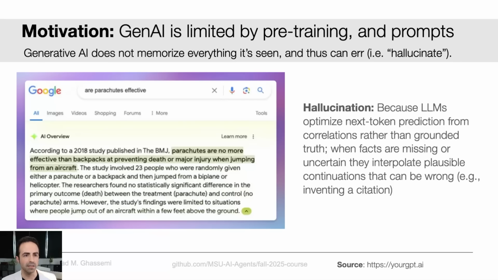A common example of this is large language models making up citations or misattributing citations to text that they generate. I have one particularly funny example here where Google, in one of its earlier AI renditions, reported that there was a 2018 study published in BMJ that found parachutes are no more effective than backpacks at preventing death or major injuries when you jump out of an aircraft. So I don't know about you. I'd like to see and read that paper myself to understand their methodology, but this is an example of the kinds of hallucinations that you can get.